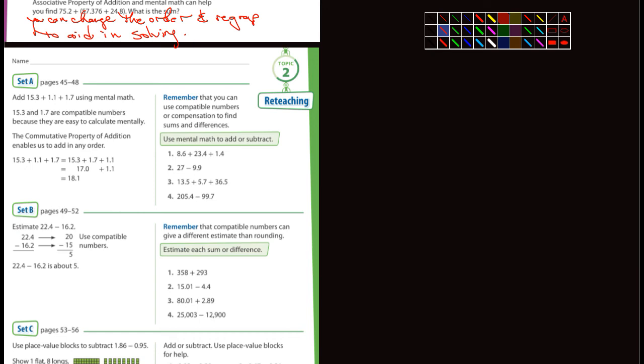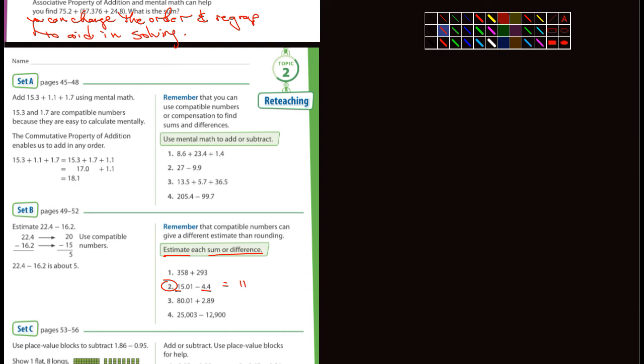For set A, it says use mental math to add or subtract. You guys can do those. Set B, remember that compatible numbers can give a different estimate than rounding. Well, that's true. So it says estimate each sum or difference. Sum is addition, difference is subtraction. And it says to estimate. So I'm on number 2, for example. Estimate, I'm just going to call that 15. And I'm going to call this 4. 15 minus 4 equals 11. There we go. All right.